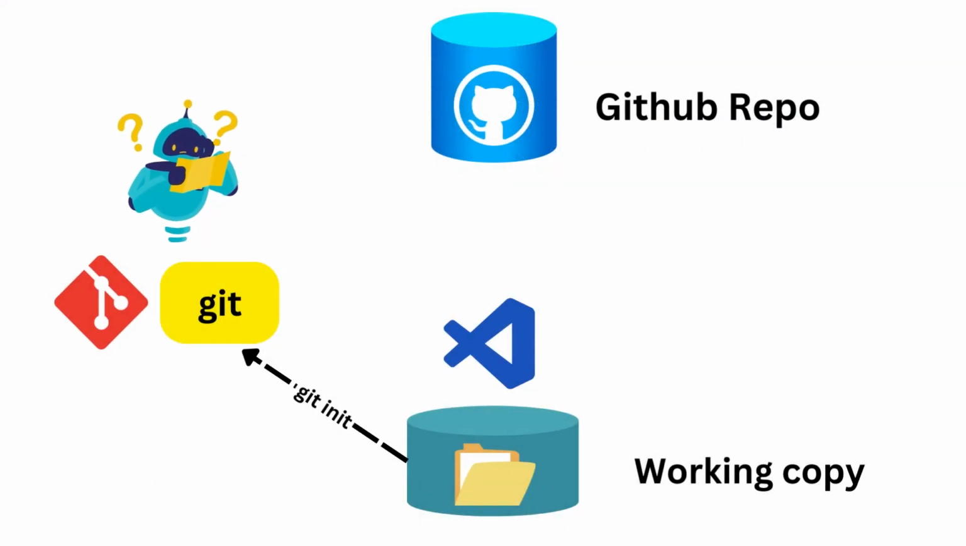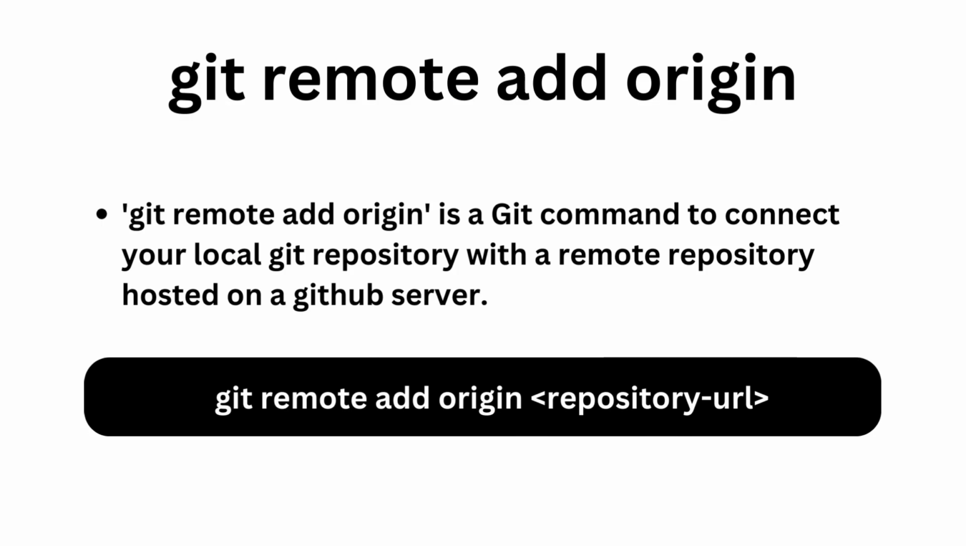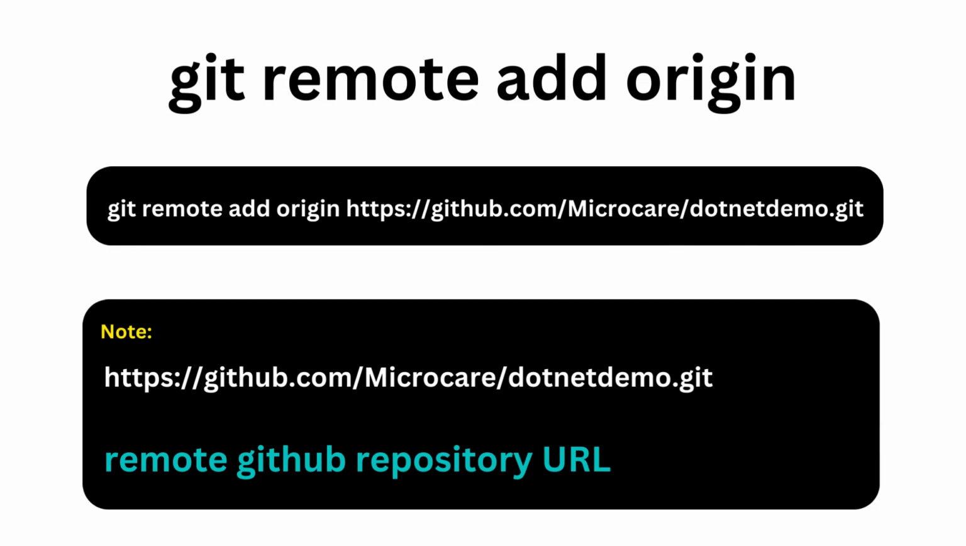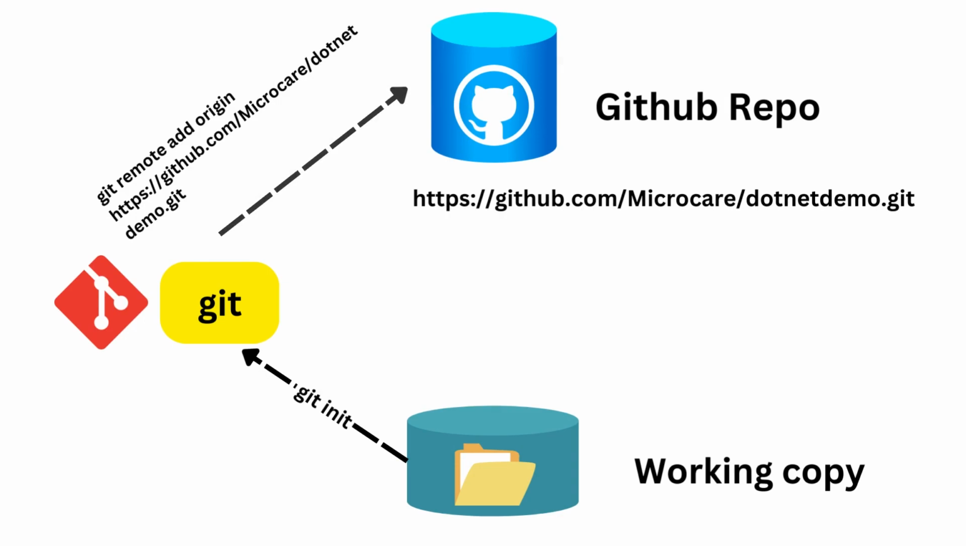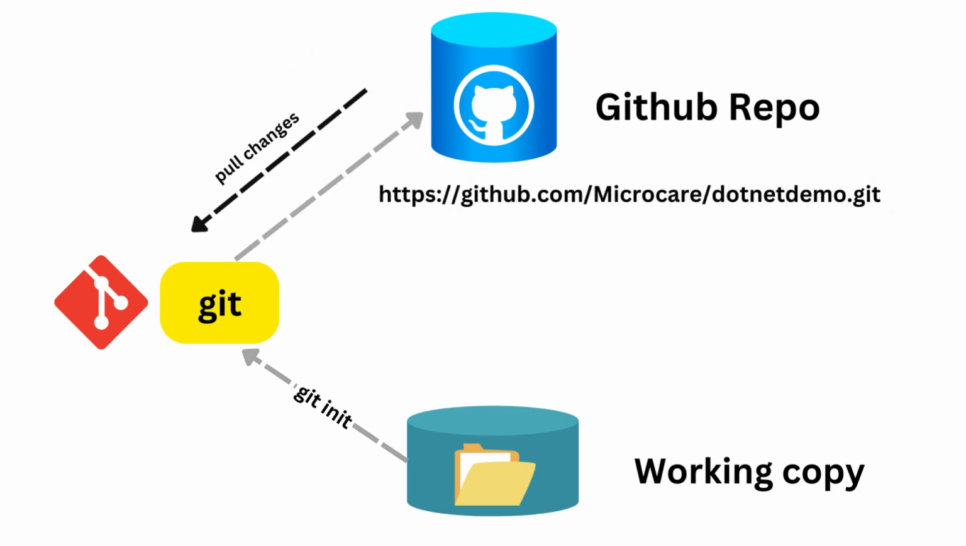When you create a new Git repository locally using the git init command, the repository will have no knowledge of any remote repositories. git remote add origin is a Git command to connect your local repository with a remote repository hosted on a GitHub server. After running this command, your local repository will have a remote named origin pointing to the specified remote repository. After you have set the remote, now we need to pull the changes from the remote repository.